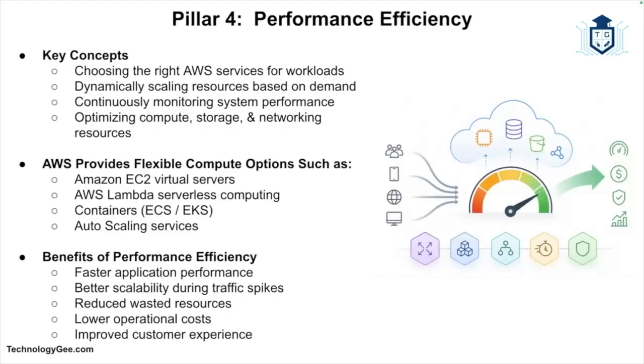And then there's pillar number 4, and this is performance efficiency. And this is about using resources efficiently to meet system requirements. So in other words, don't just make it work well. And this includes choosing the right services, scaling resources dynamically, and monitoring performance. In AWS, it gives you flexibility to use different compute options like EC2, Lambda, containers, and a whole bunch of other stuff.